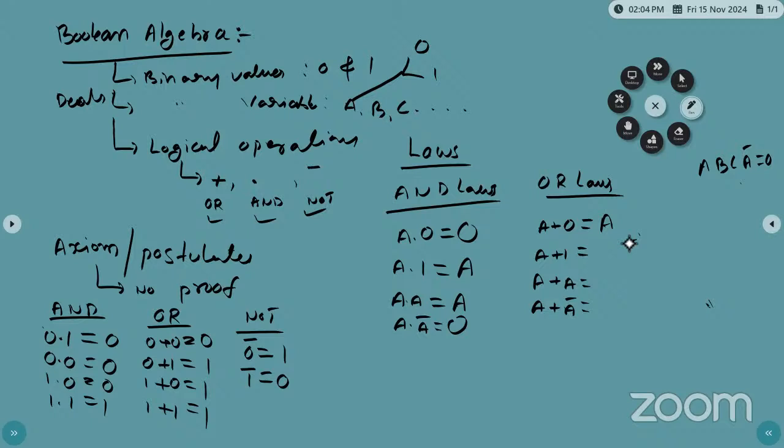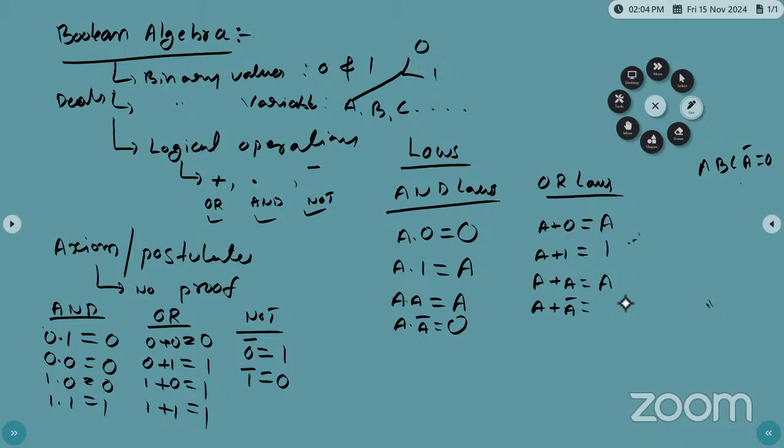Next, a plus 1. Irrespective of a value, the output is 1. If a is 0, 0 plus 1 is 1. If a equal to 1, 1 plus 1 is 1. So irrespective of a value, a plus 1 is equal to 1. Next, a plus a, not 2a. This is the OR operation. That is not the addition operator, that is the OR operator.